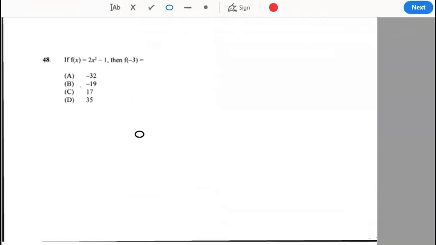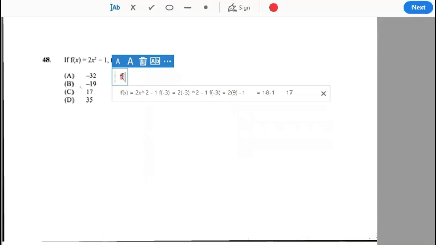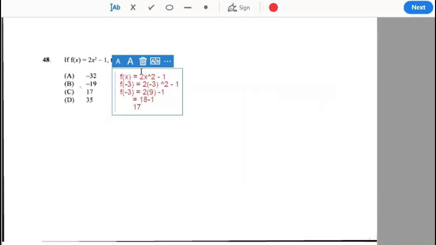If f of x equals 2x squared minus 1, then f of negative 3 is equal to... So wherever we see x, we're going to put negative 3. So f of negative 3 is equal to 2 times negative 3 squared minus 1.